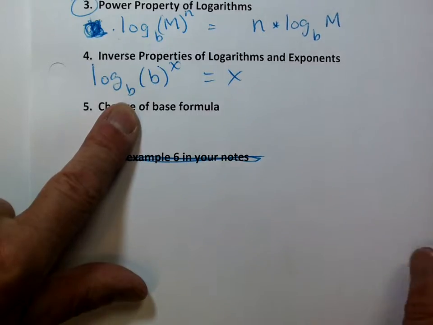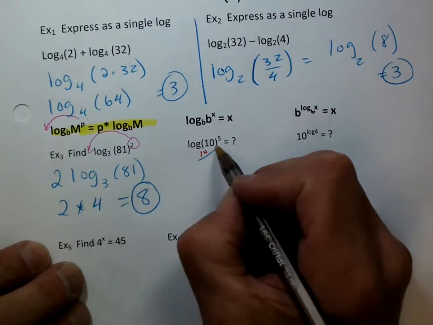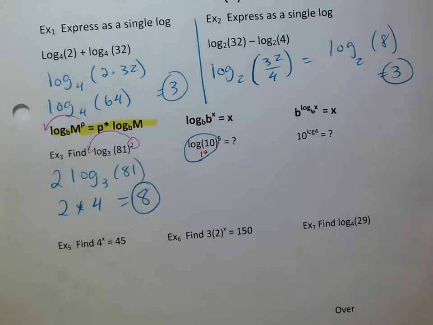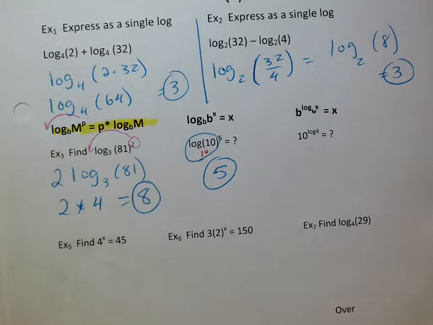So we have the same thing going on here in this one. We have a 10 and a 10 here. So the answer just goes straight down to 5. The answer is just 5. And we can prove that if we want to put it in exponential form. But why not just use the rule? The rule is simple, right?